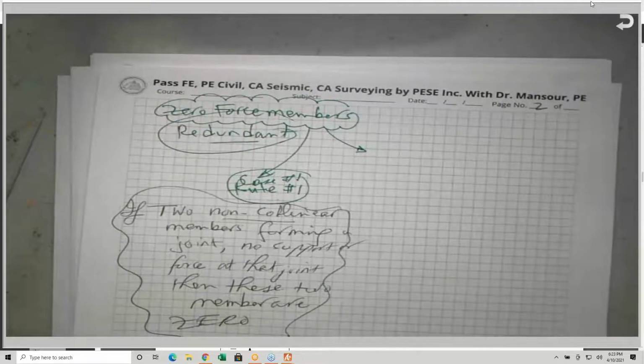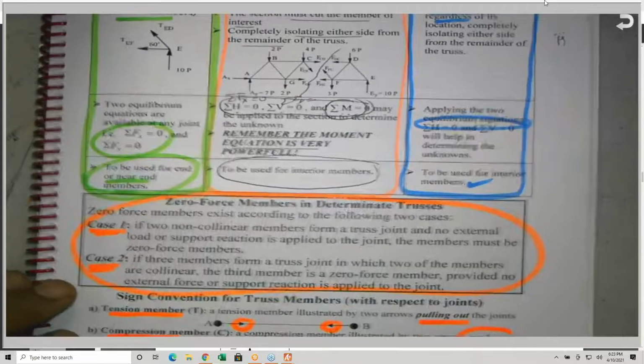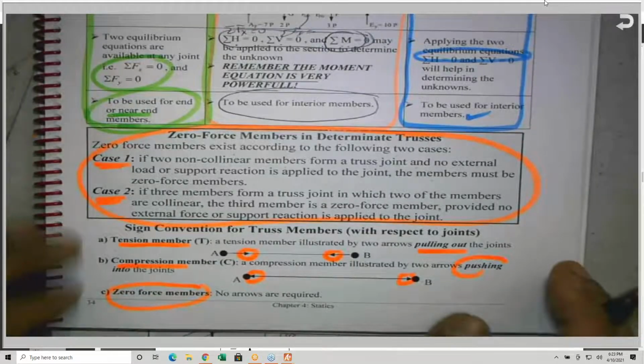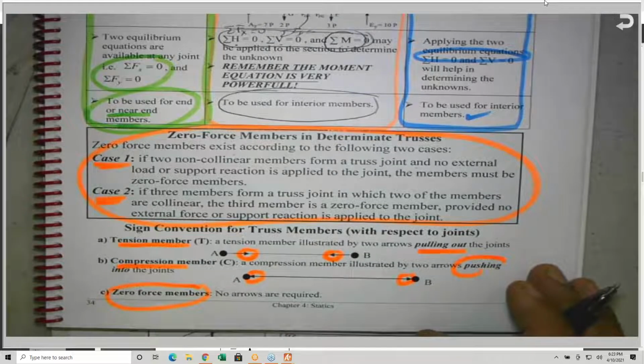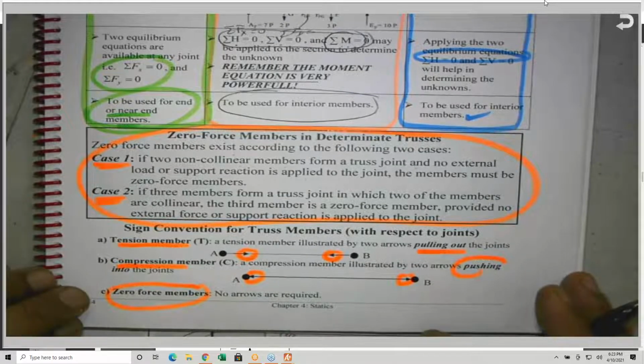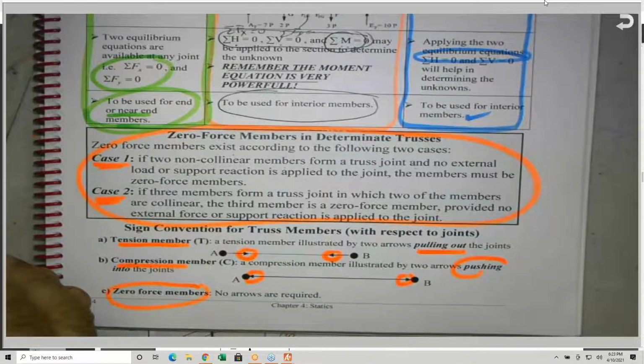Let me read it with you one more time, and we'll go to case number 2, because I need to finish an exam tonight. I finished it already, but I need to review it because the transportation group has a PE class tomorrow, and I need to help them prepare for the exam. So let me finish the zero force members, and we'll solve a couple of problems, and we'll stop here, and I will add more hours after.